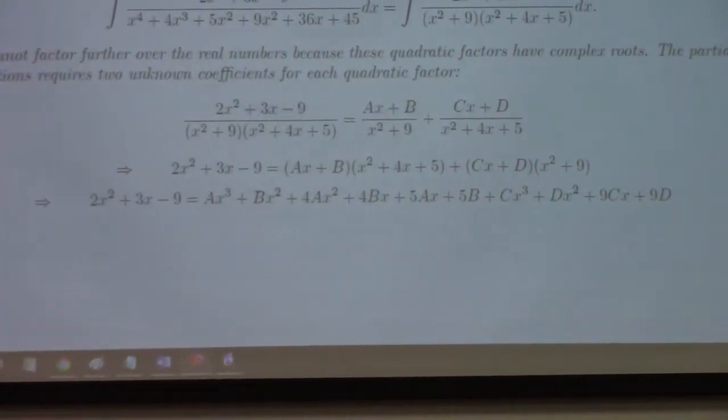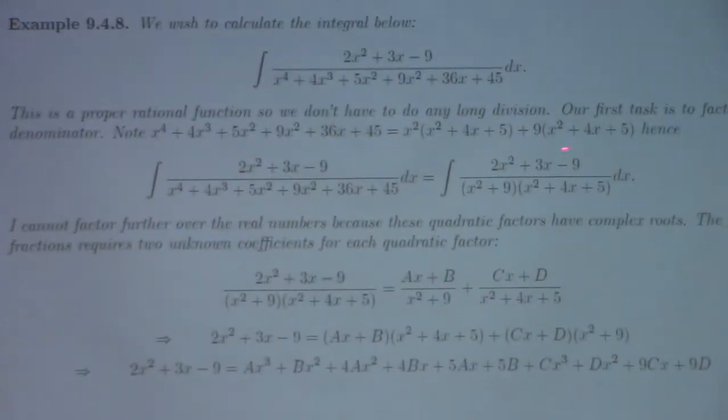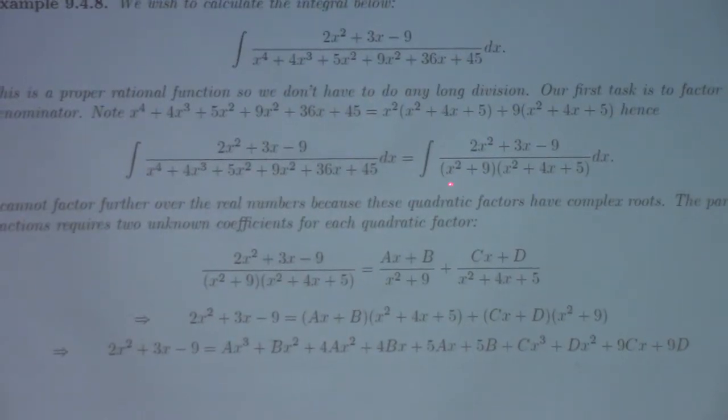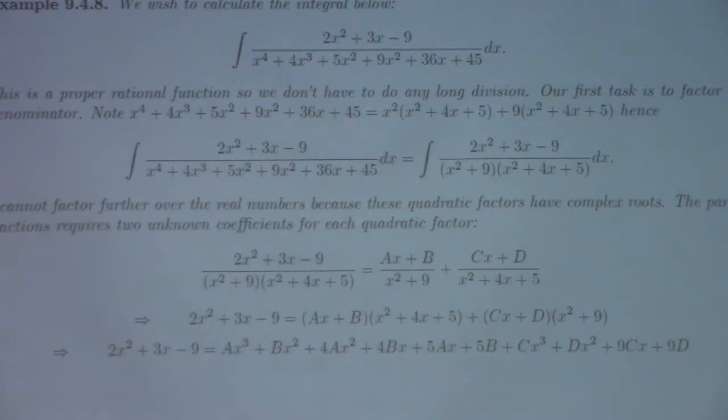So this particular quartic factors by grouping to this and that, which gives you x squared plus 9 times x squared plus 4x plus 5. So it's the product of irreducible quadratics. Now what that means is I've got no nice zeros to plug into the expression. I'm almost forced to use equating coefficients.